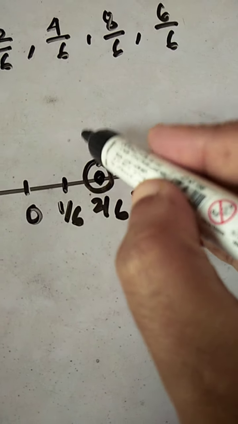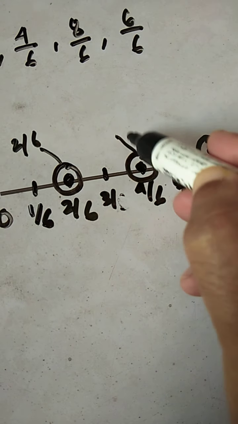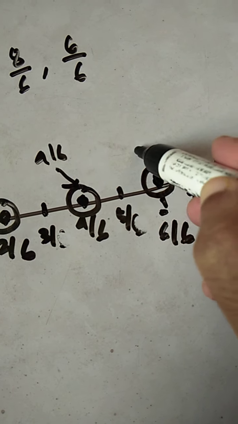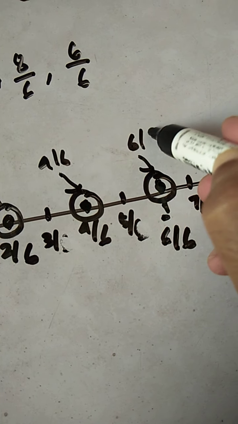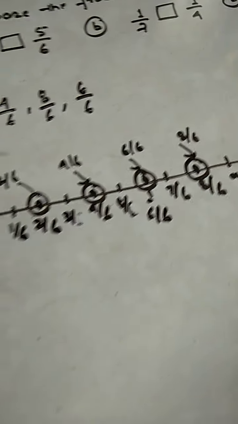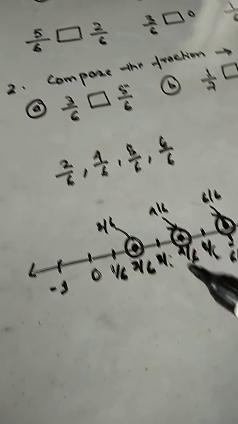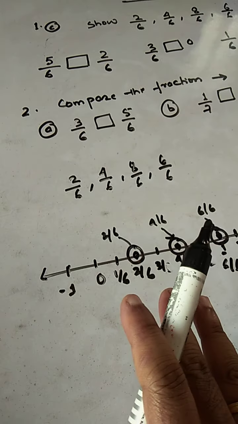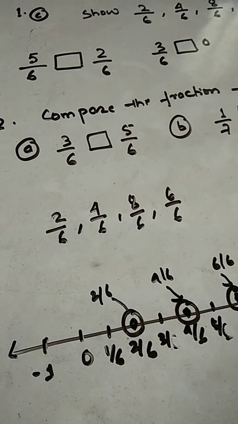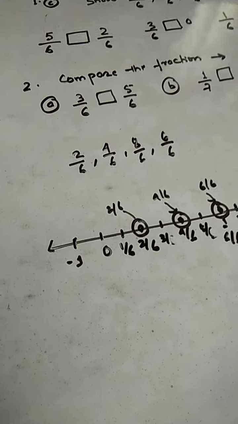So you can write it like this also. 2 by 6. This you can write as 4 by 6. This you can write as 6 by 6, and this you plot as 8 by 6. Okay, so this is the first part of sum number C. Now let's learn how to compare the fractions. Whatever you learn here, the same thing you have to do for question number 2 also, 3 also, 4 also, and 5 also.